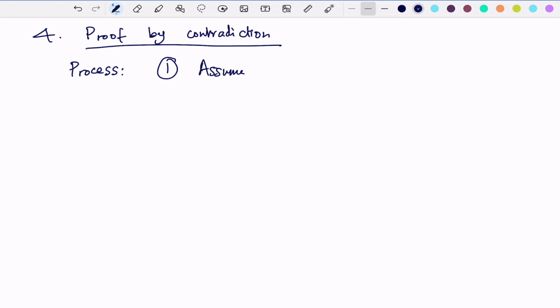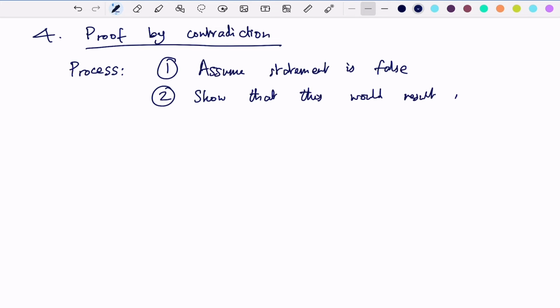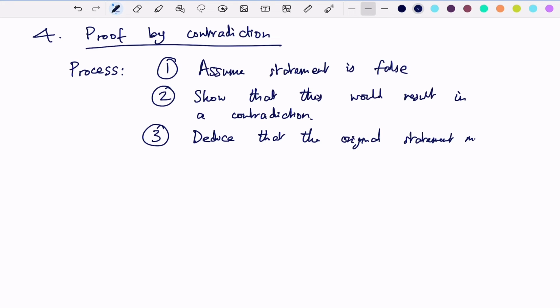The first step is to assume that the original statement is false, and then in step 2 we're going to work through the implications of that, assuming the statement is false, and show that that actually would result in a contradiction. And if we can find that contradiction, then we can therefore finally deduce that the original statement must in fact be true, and then that's the proof complete. So those are the 3 key steps that you need to know in general to prove something by contradiction.